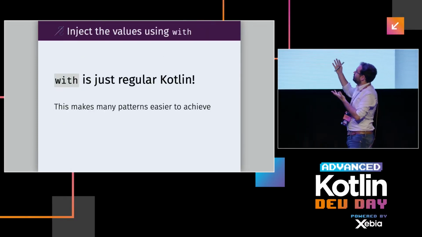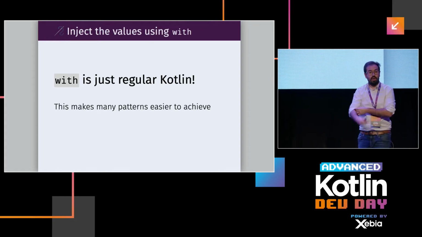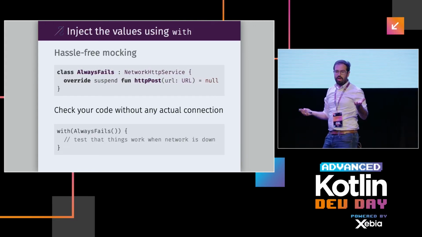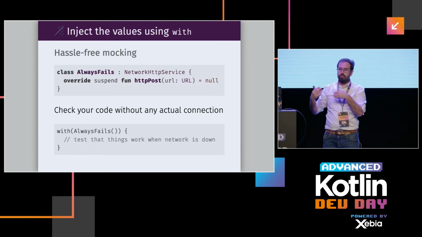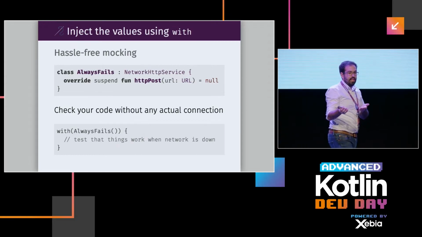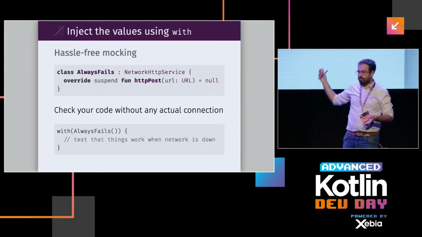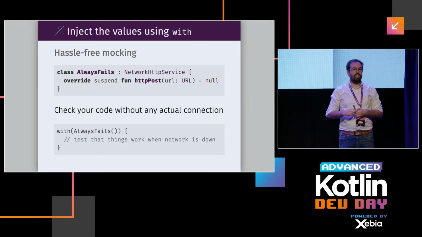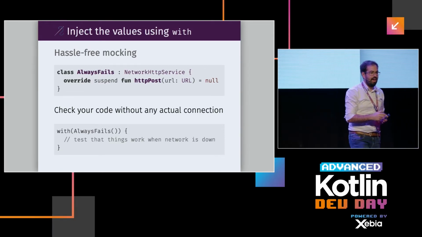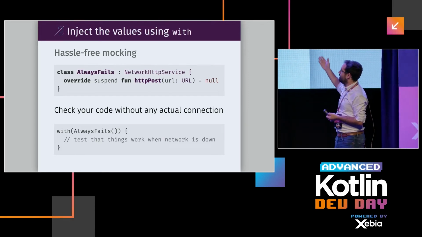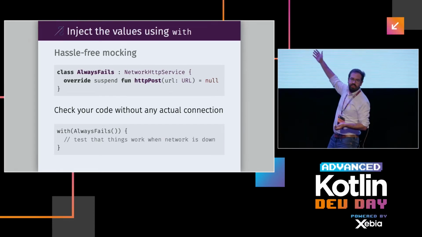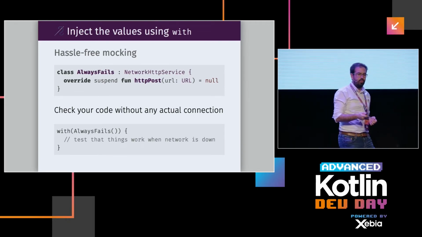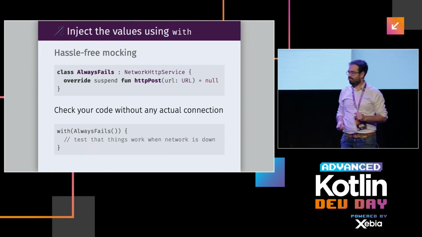And even better, because this with is just regular Kotlin, some other patterns are easy to achieve too. So for example, imagine we are running some tests and we want to create a mock. Well, in this way, it's quite easy because you just implement your service in some other way, like a network service which always fails because I want to test the non-happy path of my program. Then you can do this, and then you just say, with always fails, and then you run your test here. Just regular Kotlin, you're injecting what you want without any hassle.